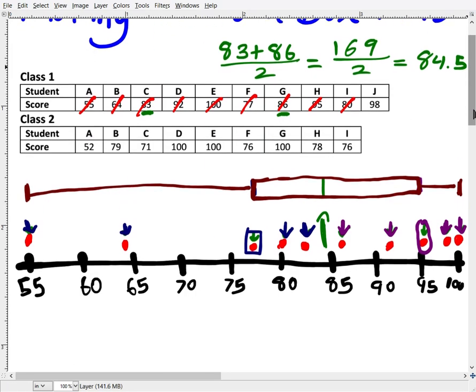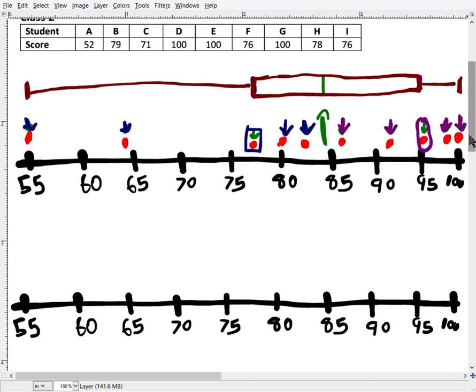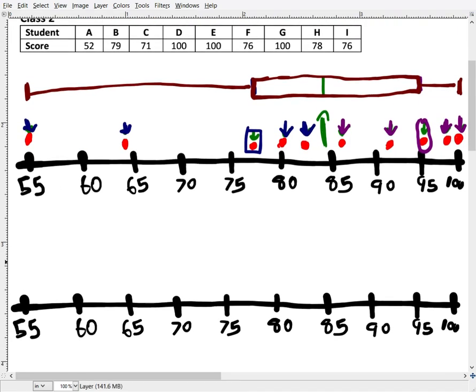Now, coming down a little bit and looking at what it would be for class number 2, I'm going to do the same idea. I'm going to say, okay, I see that I need a dot at 52, which is going to be even further out this way. And then I'm going to see 79, which is going to be right about here. I'm going to see 71, which is right about here.